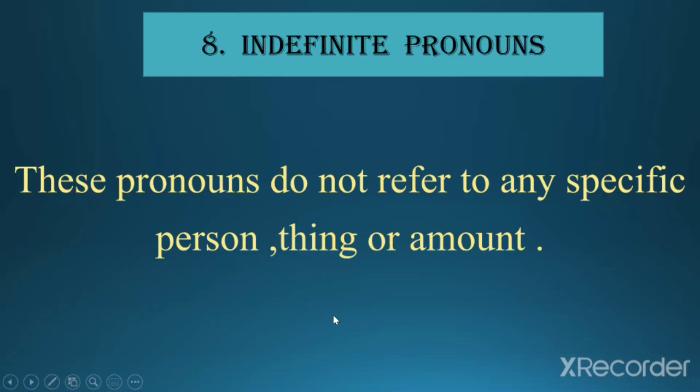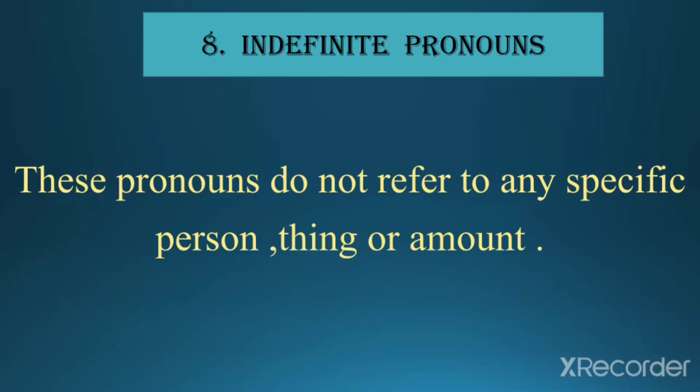So the next kind of pronoun is indefinite pronouns. These pronouns do not refer to any specific person, thing, or amount. So the examples of indefinite pronouns are somebody, anybody, nobody, everybody, someone, anyone, no one, everyone, something, anything, nothing, everything. So these are the words which are indefinite because we are not referring to any particular person.